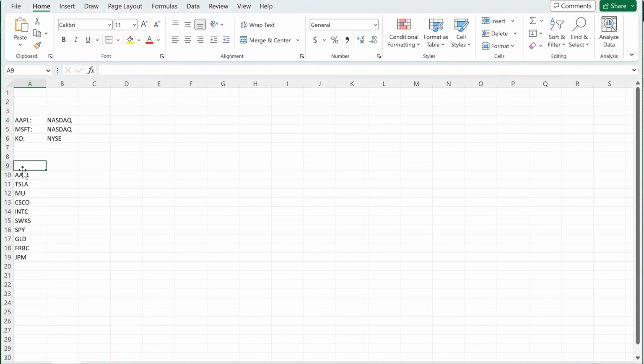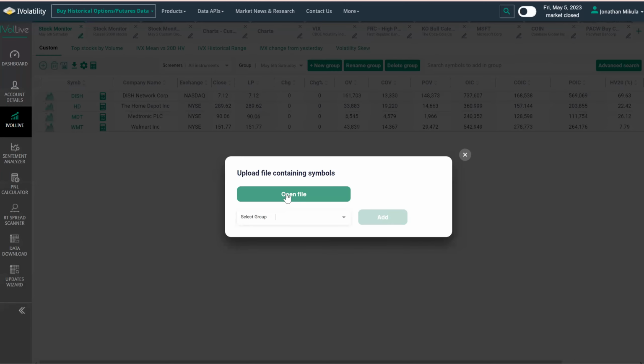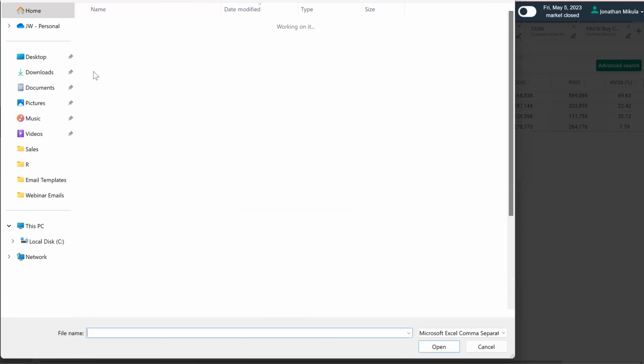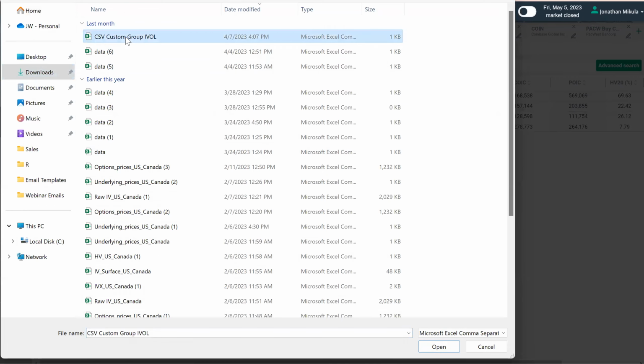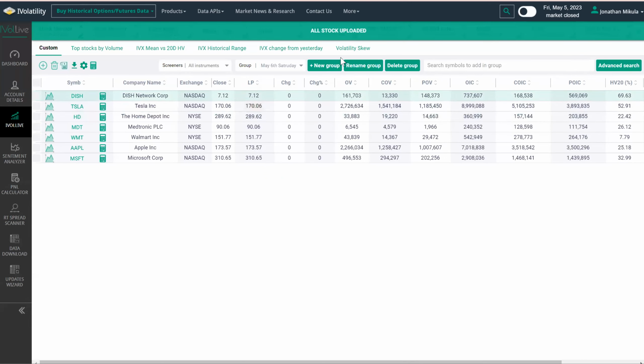And as long as you have, let's say, a list of 100 stocks that you like to follow and their tickers, you can then just upload that to our handy tool here. So we would just go to open file, and then Downloads, custom group, IVol, select the name. Remember we did this. I try to keep it simple just by doing the date. So May 6th, add all stocks uploaded. So now we've uploaded all those stocks from our custom Excel sheet.